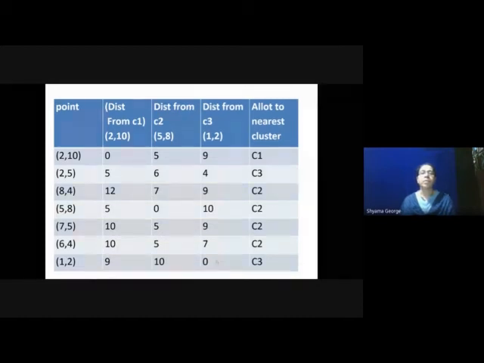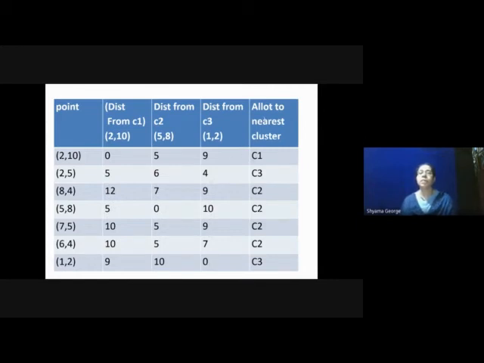Now, from C2, you can find out the distance (5, 8) and (2, 10), (5, 5), (8, 2), (5, 6), then 7, 0, 5, 5, 10. Similarly, the distance from C3 and all other points: (2, 10) and (1, 2), 2 minus 1, 1 plus, 10 minus 2, 8. So the total value is 9. Similarly, all of the distances are calculated.